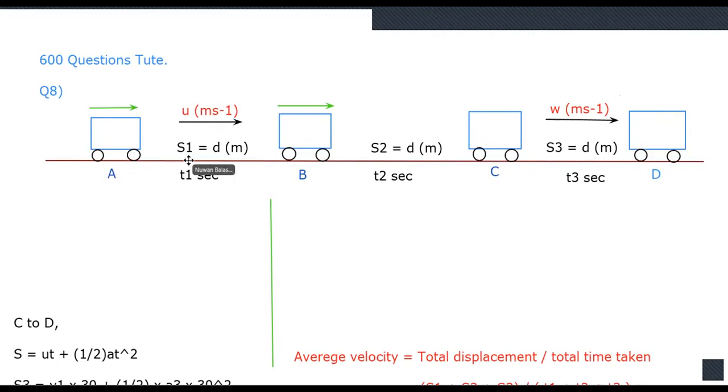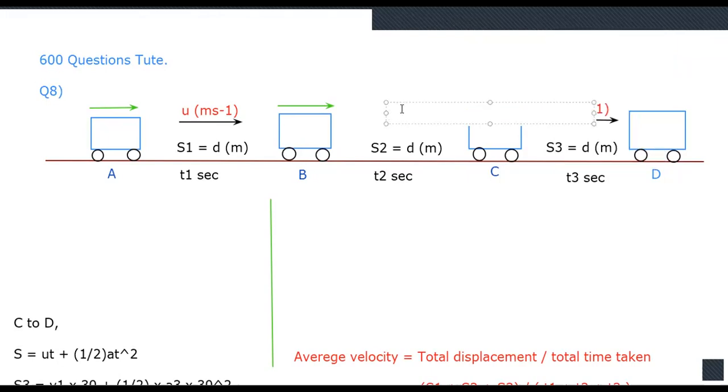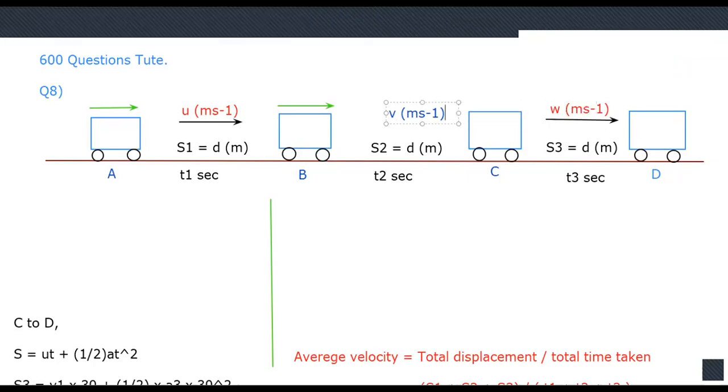Right? A to B velocity is u meter per second, and B to C velocity we should mark. Let's mark that velocity as, I think it's given as v meter per second. B to C velocity is v meter per second. Mark them all here. Mark them all, complete the figure and tell me.